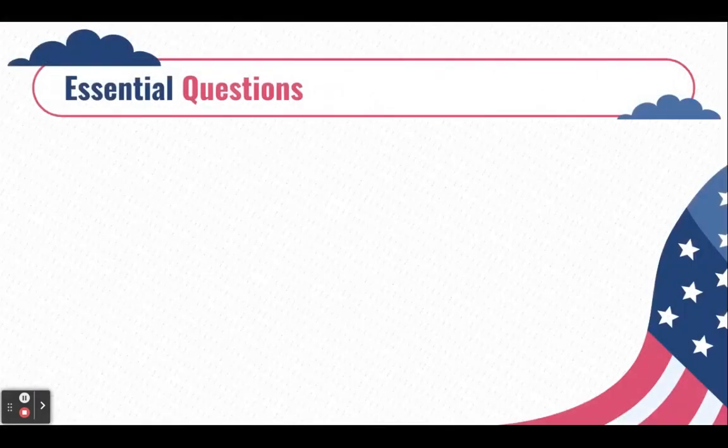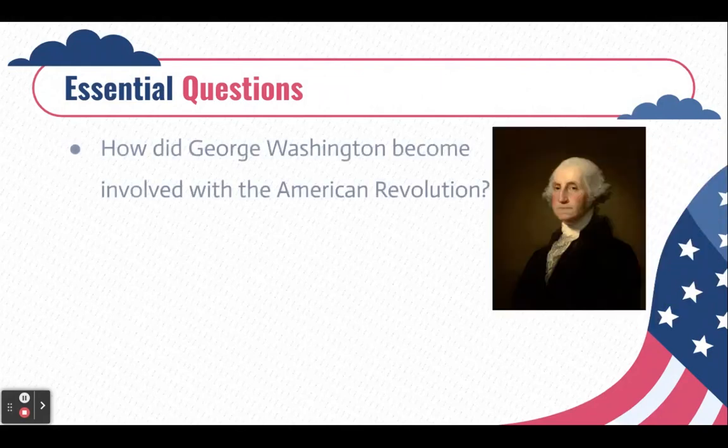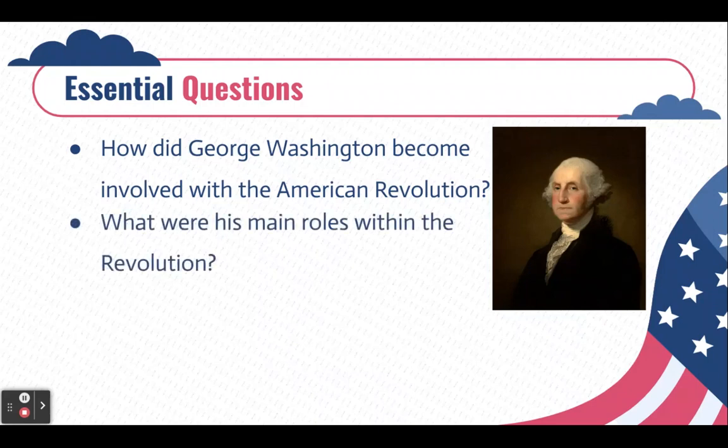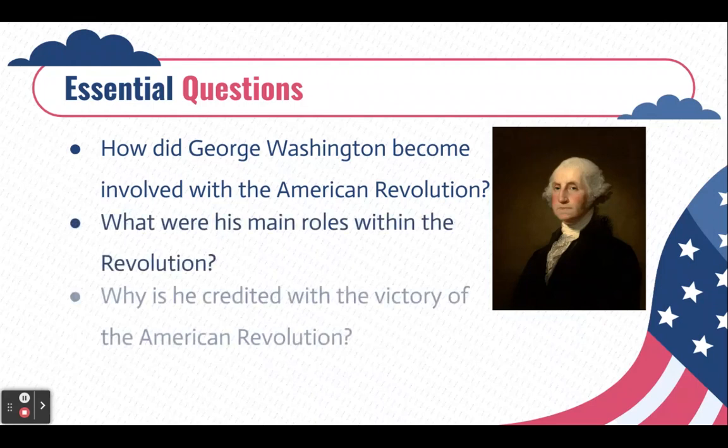The essential questions for this topic are: how did George Washington become involved with the American Revolution? What were his main roles within the Revolution? And why is he credited with the victory of it?